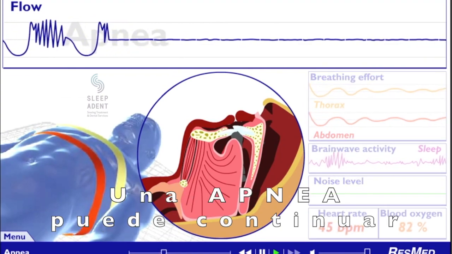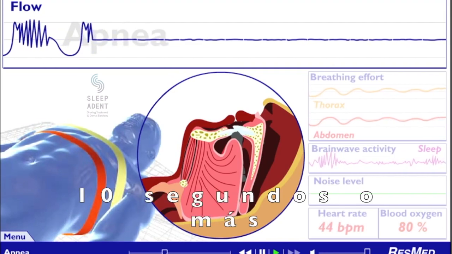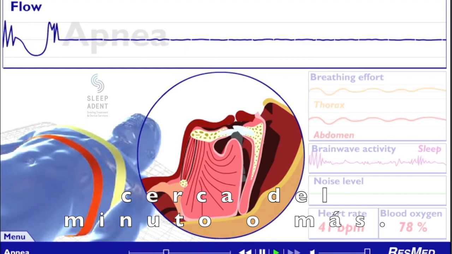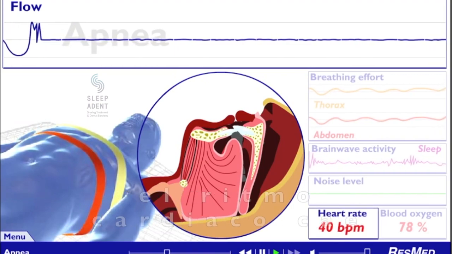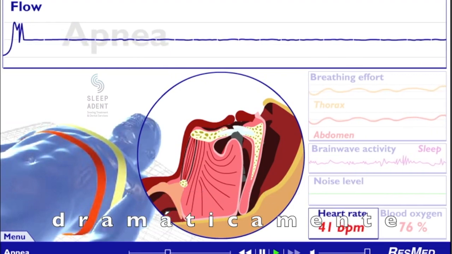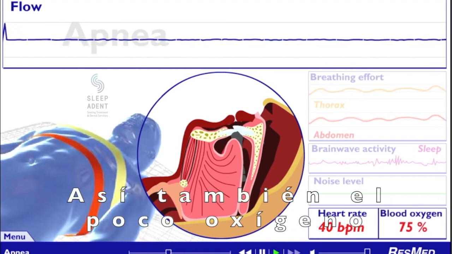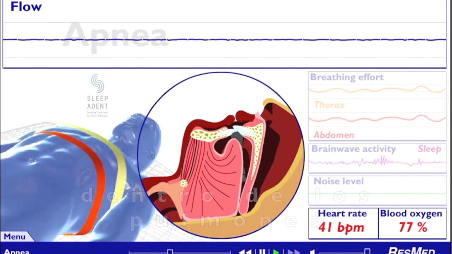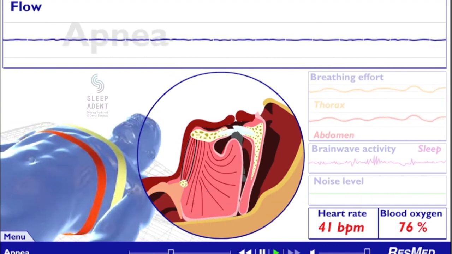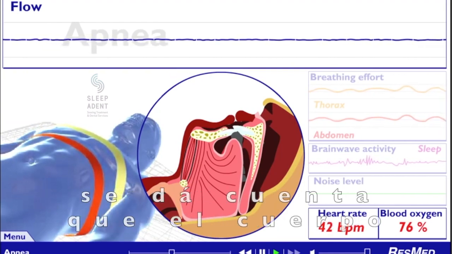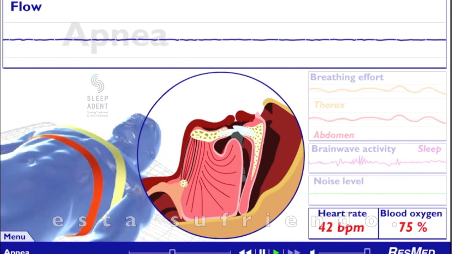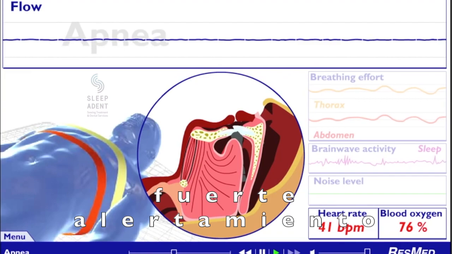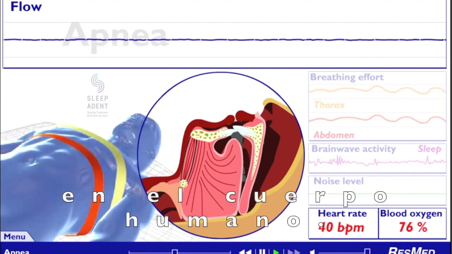An apnea can continue for 10 seconds or more, and in severe cases, for up to a minute or longer. During this time, the heart rate drops significantly. So does the level of oxygen in the blood, since no fresh air enters the lungs to replenish the depleting oxygen. The brain soon realizes that the body is struggling. That is why an apnea always triggers a strong arousal, with severe effects on the body.